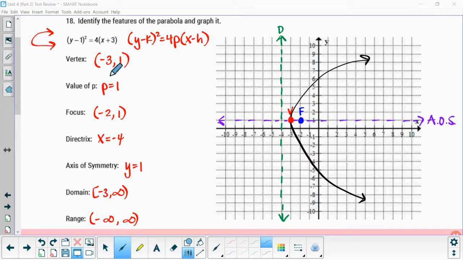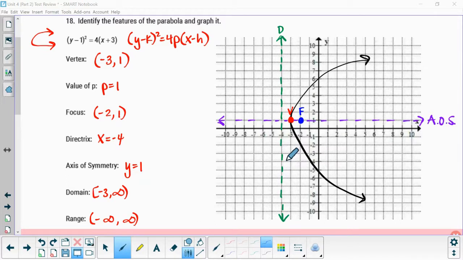Now, from here, I graph. I start to try to visualize what this looks like. If my vertex is at -3, 1, remember, p is the distance from the vertex to the focus and from the vertex to the directrix. So I should be only going to the right 1 unit to get the focus, and to the left 1 unit to get to the directrix. So my focus should be -2, 1. My directrix should be x equals -4.